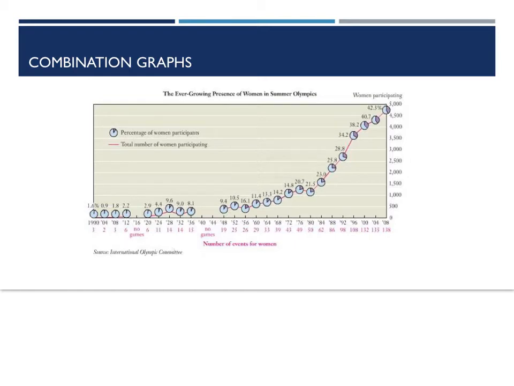Part of it that's not really part of the combination, but it's just an added extra feature here. If you look below the x-axis, that tells you how many games there are for women to participate in. So again, instead of just having 2 or 3 games that would include women, we're up to almost 140 games in the Summer Olympics that women can compete in.